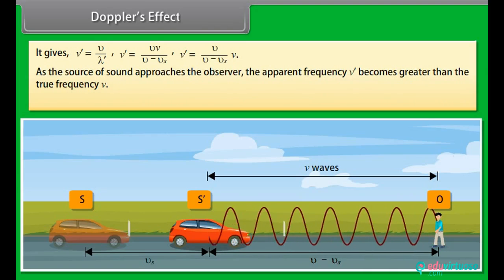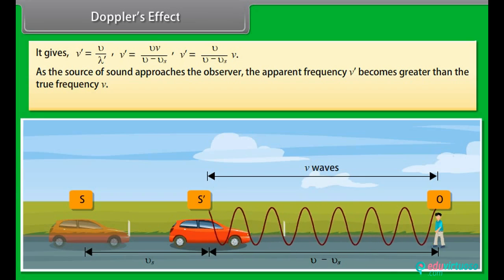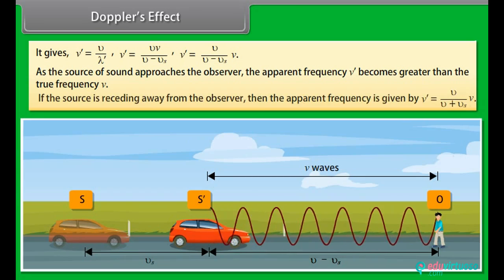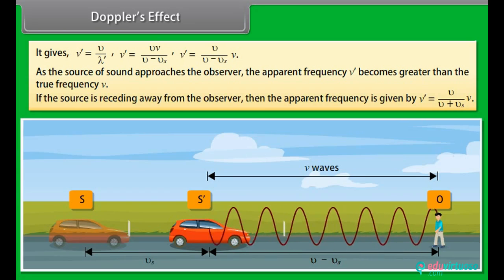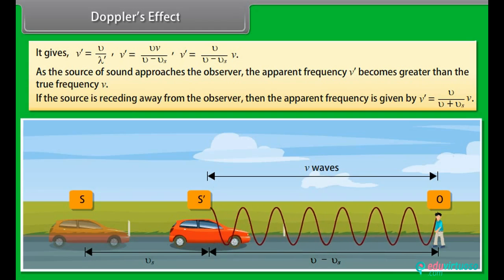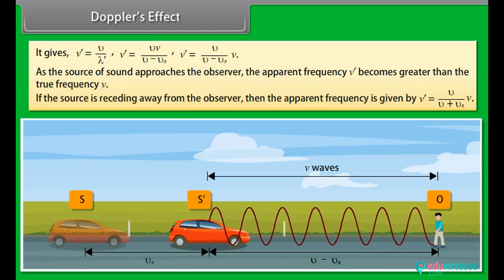So, as the source of sound approaches the observer, the apparent frequency nu dash becomes greater than the true frequency nu. If the source is receding away from the observer, then the apparent frequency is given by nu dash is equal to v upon v plus vs, multiplied by nu.